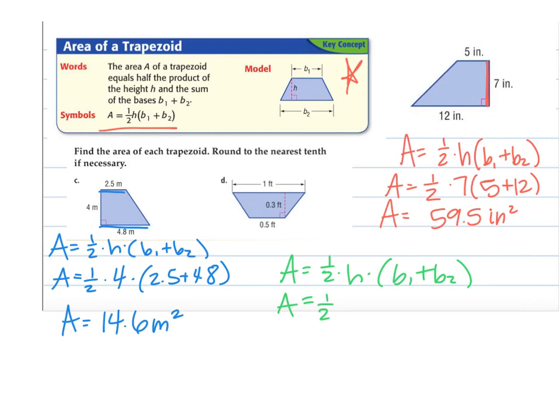Okay. So the height, it looks like our parallel sides are here. So the height is how far those are from each other, which is 3/10. Then the bases, 1 plus 1/2. Solve that. 1 plus 0.5. And our area is very, very small on this one, a very small trapezoid. Feet squared. Okay, area of a trapezoid.